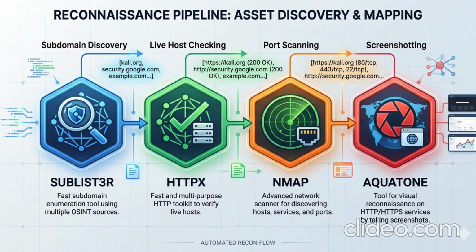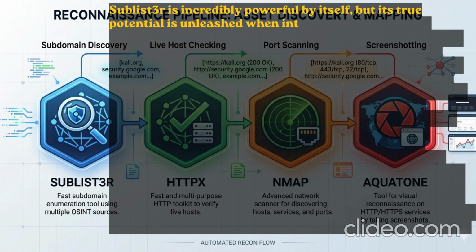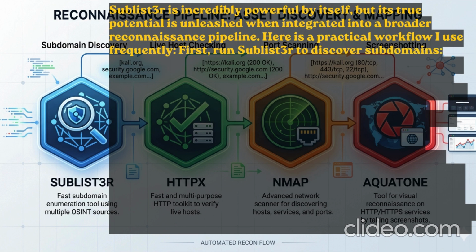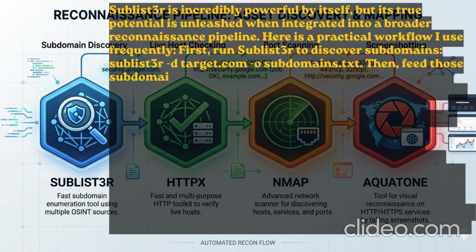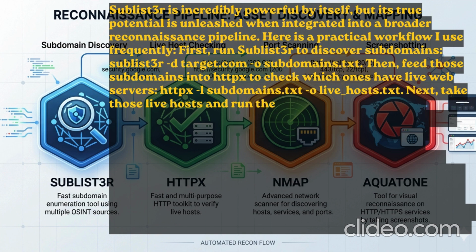Sublist3r is incredibly powerful by itself, but its true potential is unleashed when integrated into a broader reconnaissance pipeline. Here is a practical workflow I use frequently. First, run Sublist3r to discover subdomains: sublist3r -d target.com -o subdomain.txt. Then feed those subdomains into httpx to check which ones have live web servers: httpx -l subdomain.txt -o livehost.txt. Next, take those live hosts and run them through Nmap for port scanning.